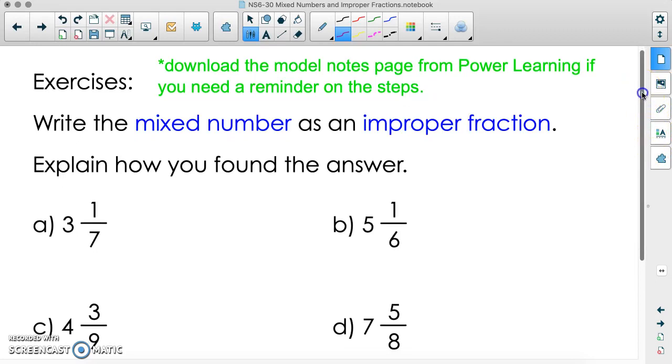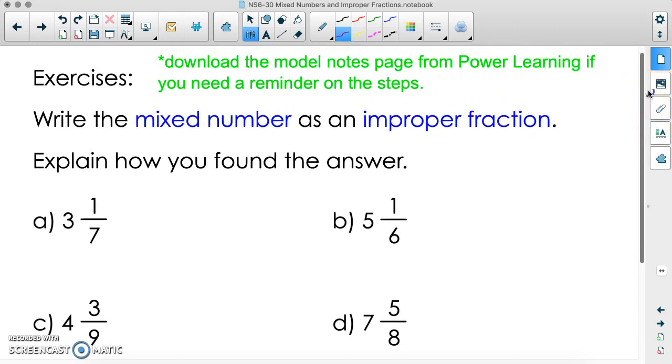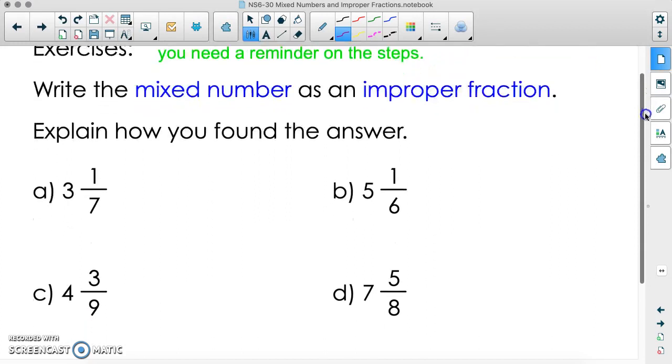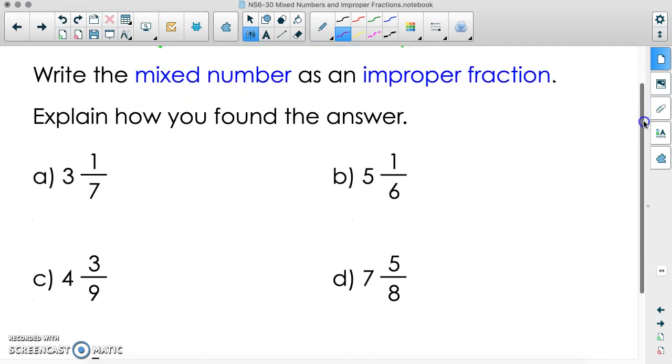So here are some mixed numbers that I want you to change into improper fractions. If you need to download that model notes page to have it as a reminder on your desk as you do this, please do so. When you're done, you're going to resume your screencast.